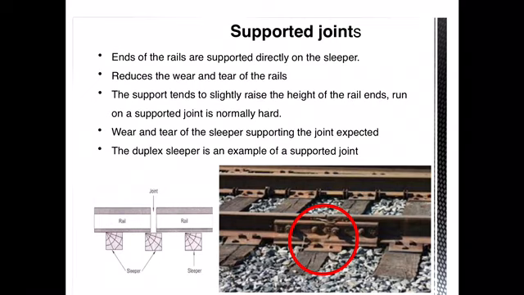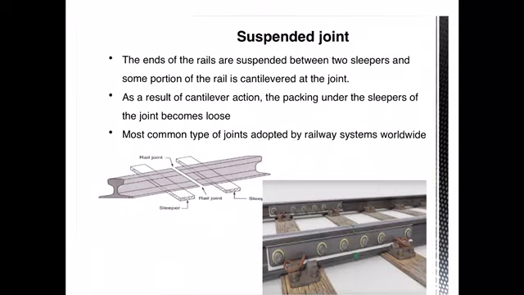The next type of joint is the suspended joint. Here you can see in the picture the places where we have the sleepers. This is the particular place where the joint has been provided to connect the two different lines. As you can see, the joint is suspended between the railway sleepers. I mean to say that the rail ends are suspended between the two sleepers, and some portion of the rail section is cantilevered at the joint.